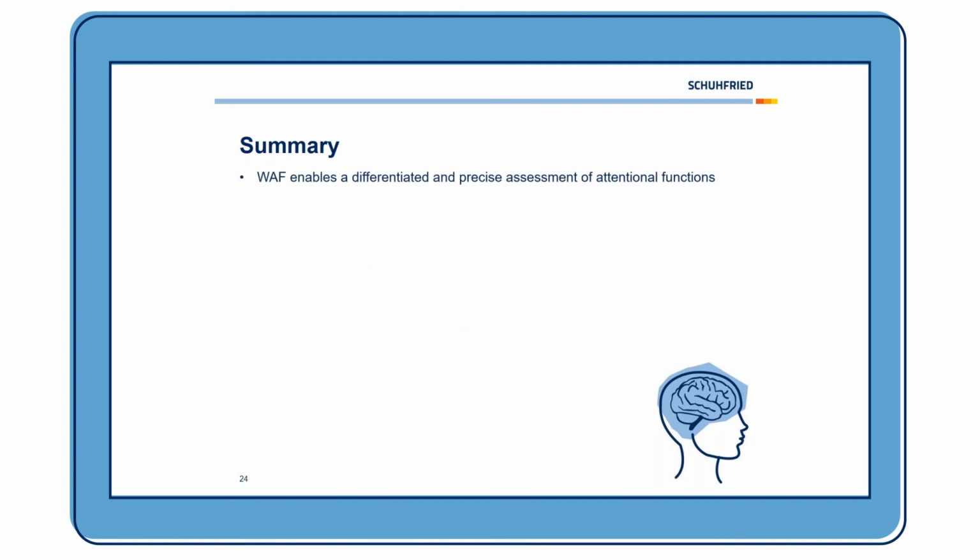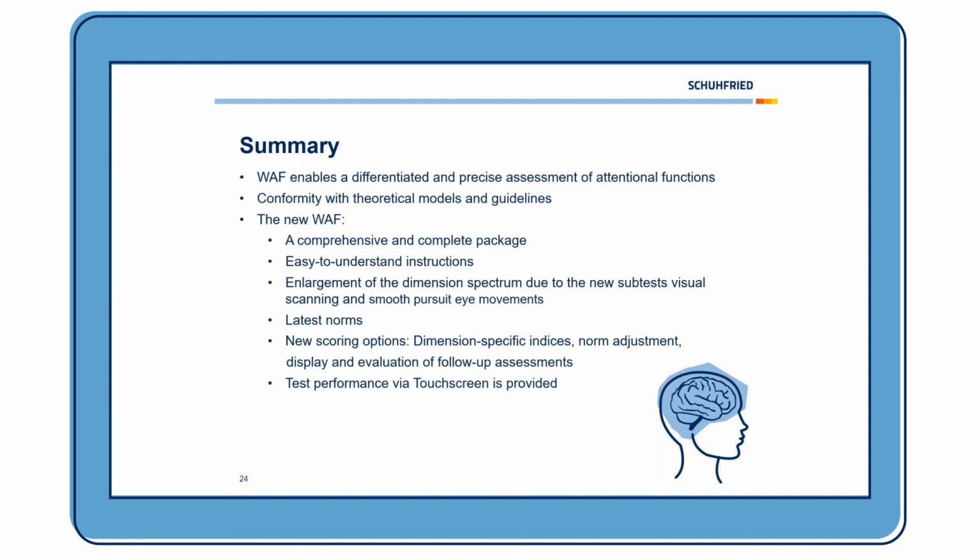And now let's summarize all of this. The WAF enables a differentiated and precise assessment of attentional functions. It's conform with theoretical models and guidelines concerning the assessment of attention and attentional disorders. The new WAF is a comprehensive and complete package. We have new, easy to understand instructions. We have 2 new subtests for visual scanning and smooth pursued eye movements. We updated the norms, have very new innovative scoring options like the dimension-specific indices, the norm adjustment, and the display and evaluation of follow-up assessment, and the test conduction is possible via touchscreen.